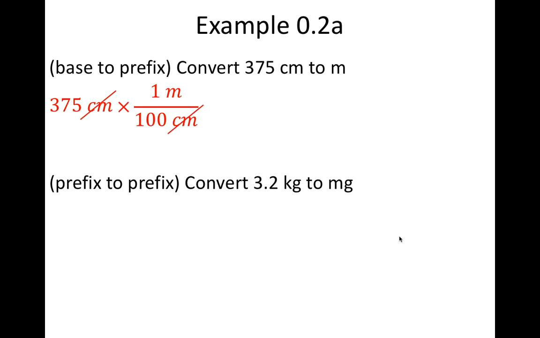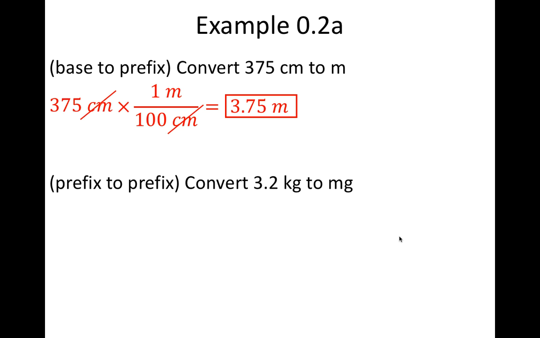The units of centimeters are going to cancel. And to crunch the numbers, I multiply across by all the numerators and divide by any number that's in a denominator. So in this case, 375 centimeters is equivalent to 3.75 meters.